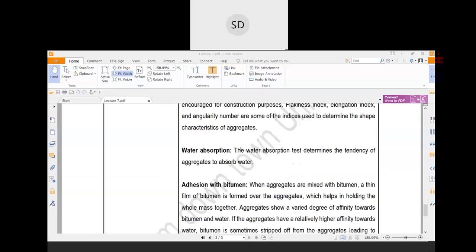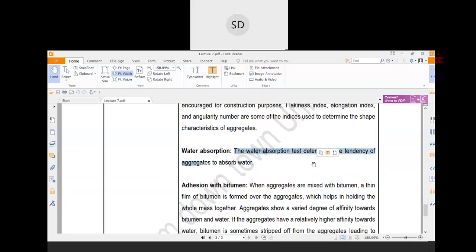Then water absorption test. This water absorption test determines the tendency of the aggregate to absorb water. Now the thing is, if aggregate particles absorb more water, what will happen? For the bituminous concrete road it would have a little effect, but for the cement concrete road, it has a devastating effect. So initially, what will happen?